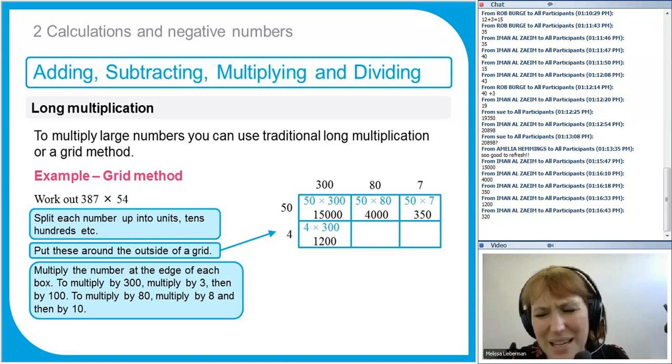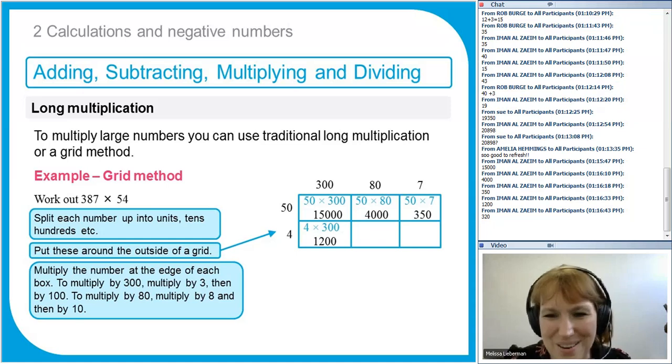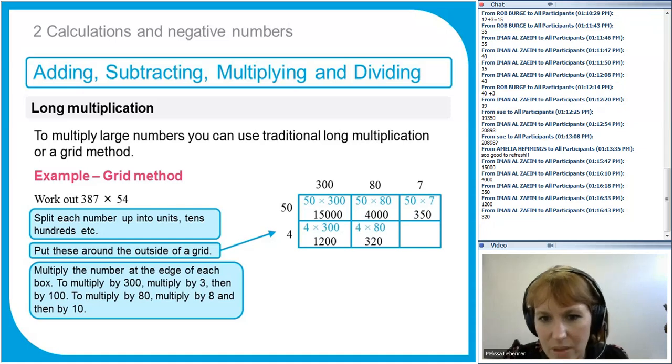Don't be too fast because I'll get mixed up because I won't know which bit you're answering. The next box, 4 times 8, 32. Plus a 0, 320. And then the last one, just 4 times 7, 28.